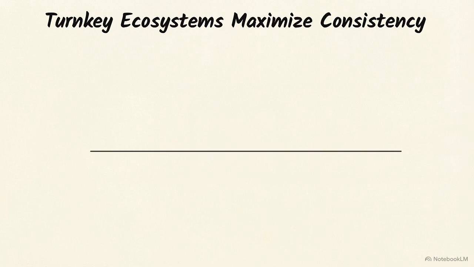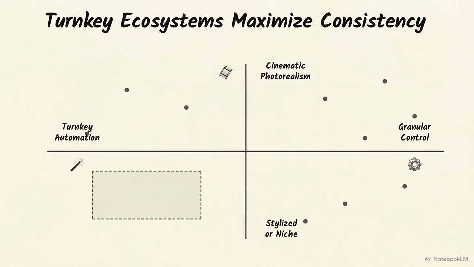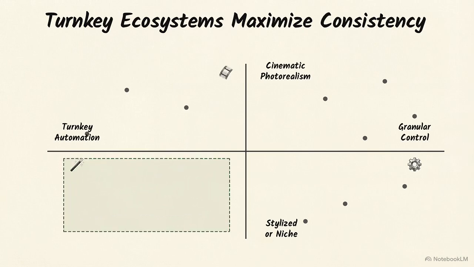The horizontal axis measures manual labor. On the left, we have tools that offer turnkey automation. On the right, tools that require granular control. The vertical axis measures aesthetic quality. At the bottom, we have stylized or niche outputs. At the top, we reach cinematic photorealism. Sorting the top video generators by these axes reveals their true intended use cases. Where a platform sits on this chart tells you exactly how much manual work you will have to do to reach a finished export. Let's start with the bottom left quadrant.